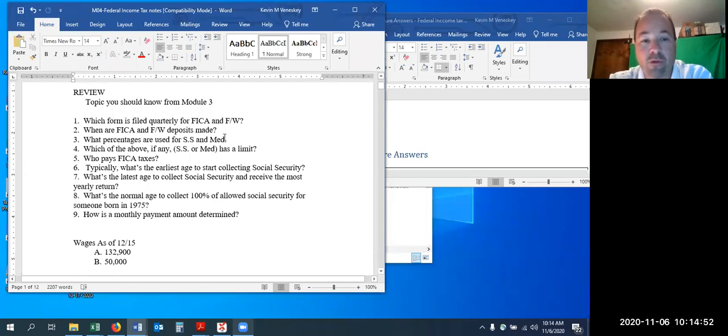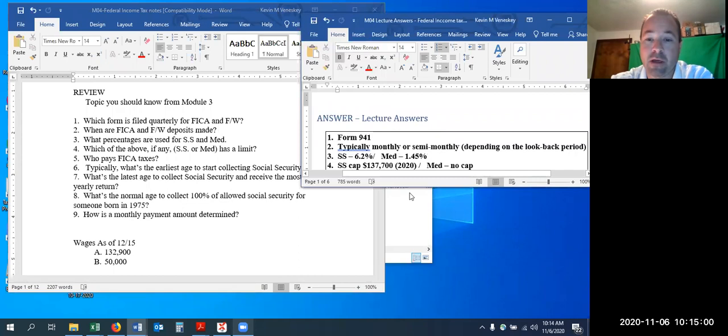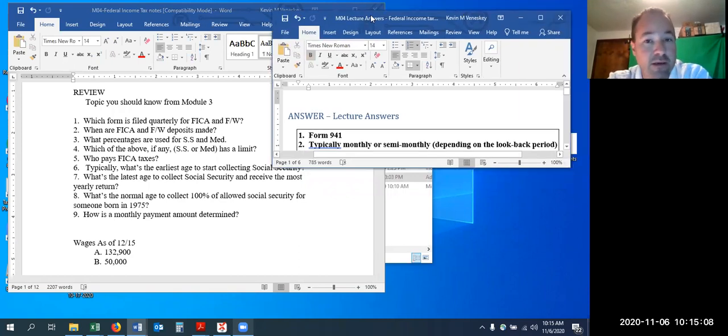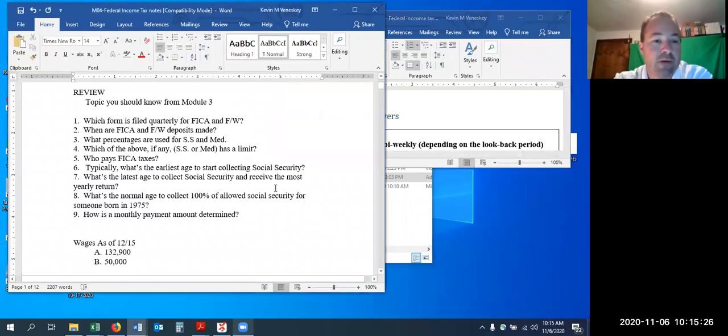When are the FICA and federal withholding deposits made? These are made depending on your look-back period. Remember, you'll look back for a whole year, and if you have less than 50,000, then you become a monthly depositor. If you have more than 50,000, you are a biweekly depositor. So that's the 2 typical ones. And I'm going to change this here. This one really should be biweekly.